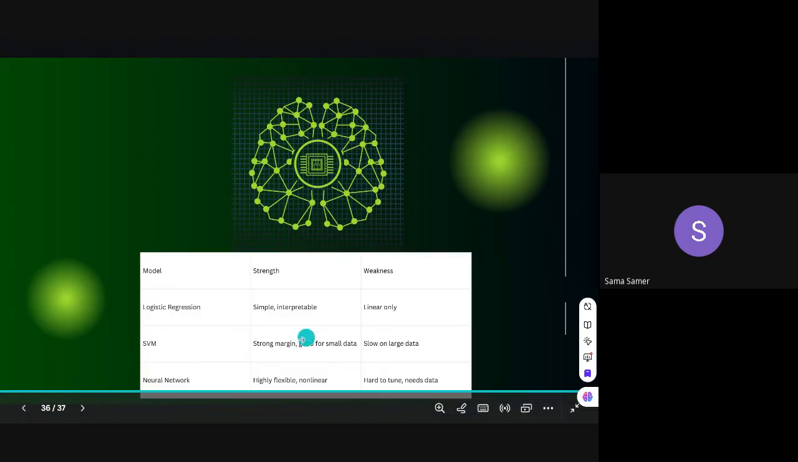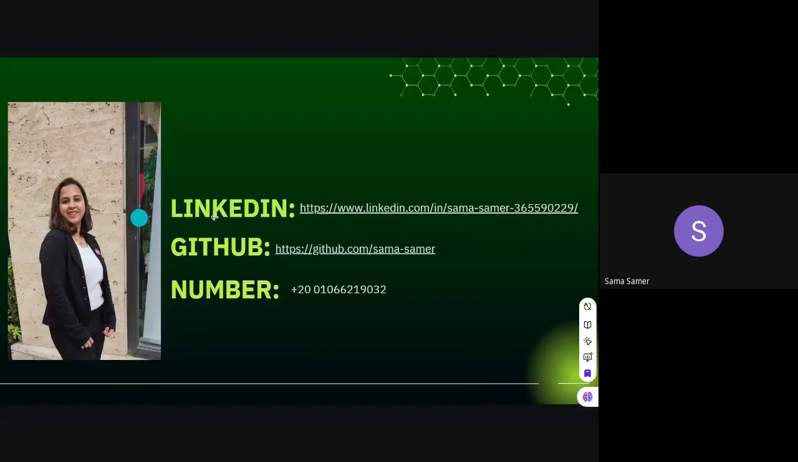And this is a small comparison between the 3 models that we have used.